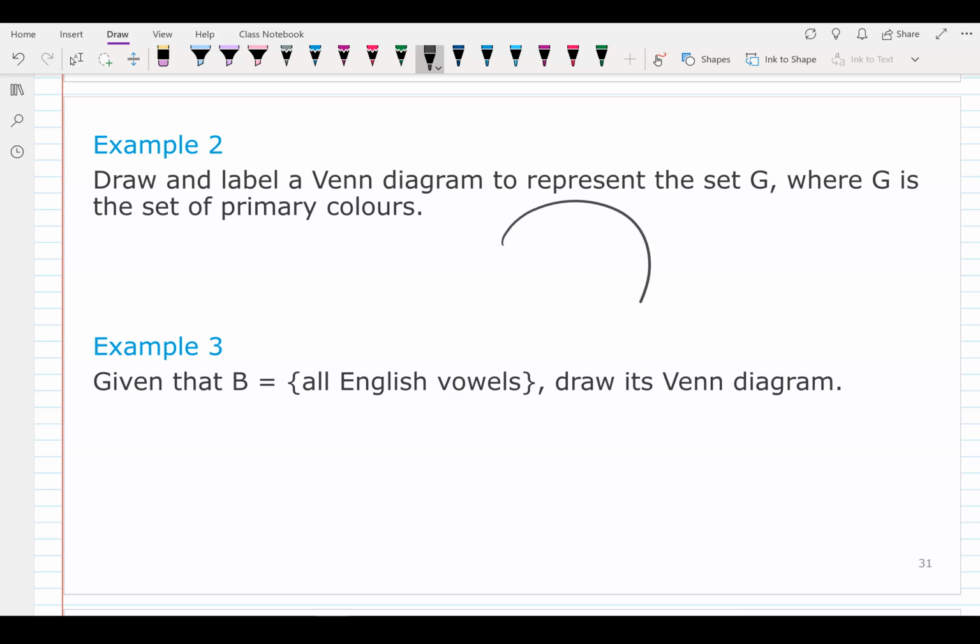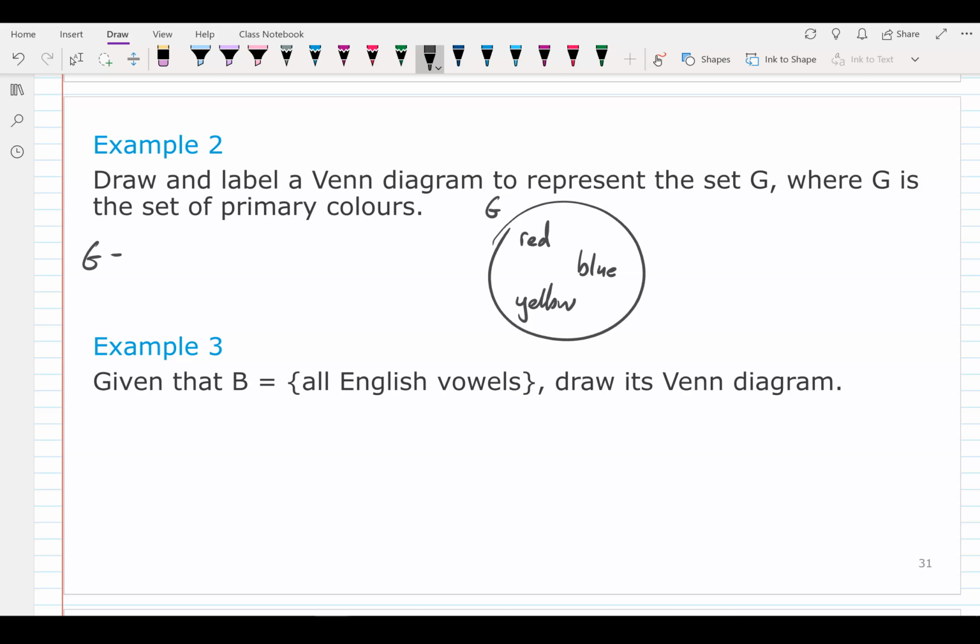So we can say this is our Venn diagram. If you want to be fancy and use a drawing program to make a circle, you can, but all you need to really do is have a G, and you got to put the primary colors inside, the names of them. So anywhere in this circle, we can put the name for the color red, we can put blue, and we can put yellow. All right, nothing fancy about it.